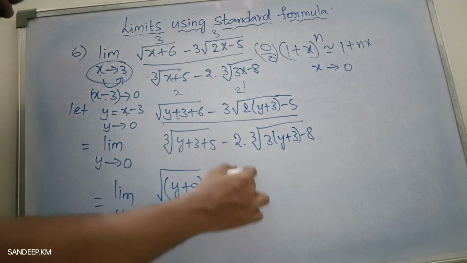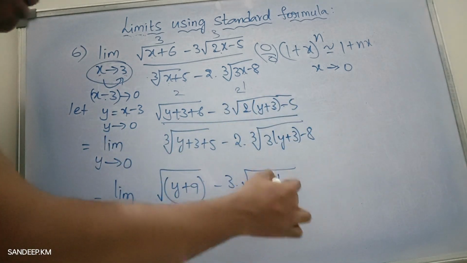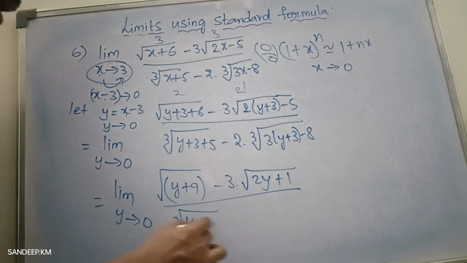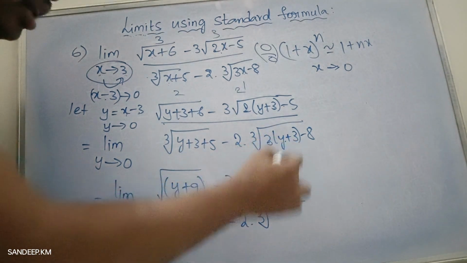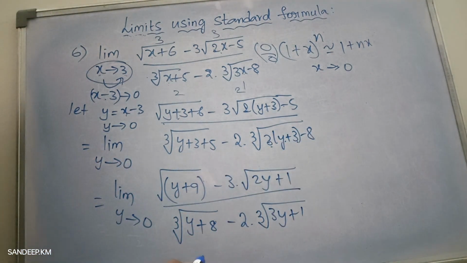Minus 3 into square root of 2 into y is 2y, and 2 3s are 6, minus 5 will be 1, whole divided by cube root of y plus 3, plus 5 is 8, minus 2 into cube root of 3 into y is 3y, and 3 3s are 9, minus 8 is 1. Right? So now observe one thing carefully.